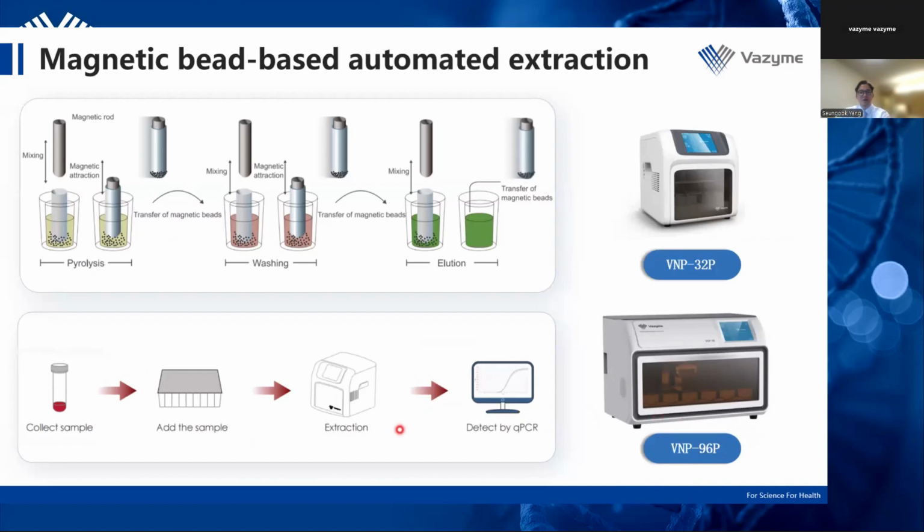So here you can see how magnetic beads are used to isolate nucleic acid in our automatic extraction systems. The sample is mixed with the lysis buffer first. Then magnetic beads are added, and nucleic acid binds to the beads, and the magnetic rod is used to attract and move the beads from one solution to the next. The beads are transferred into wash buffer to remove the impurities, and finally the beads are transferred into the elution buffer, which releases the purified nucleic acid.